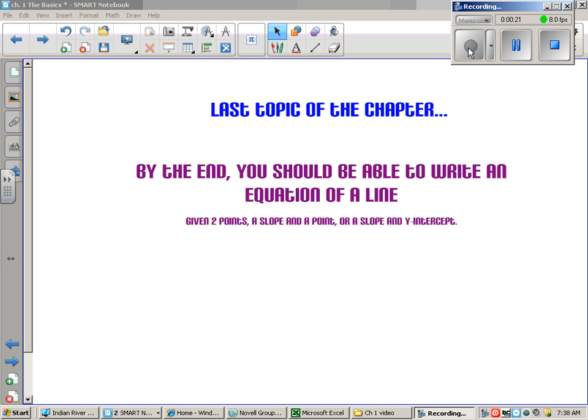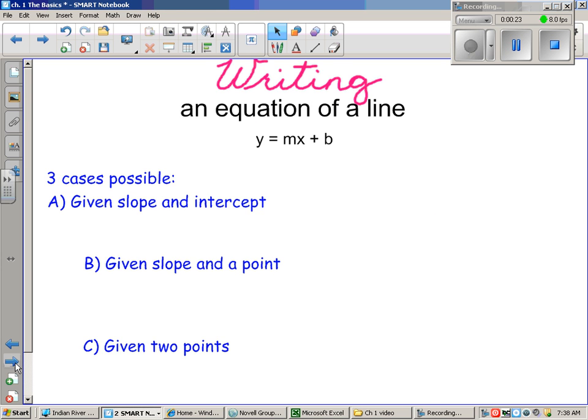Now, if you remember from the last lesson, we talked about how to graph an equation of a line. And from that lesson, we remember, the equation of a line is written in the form of y equals mx plus b. Now, can you tell me, what does the m represent? The m is the slope. Well done. And the b is the y-intercept.